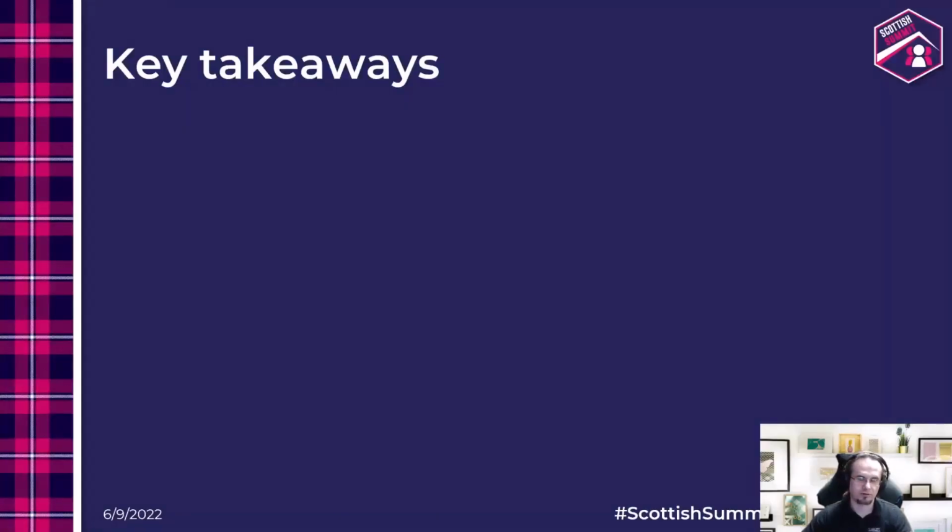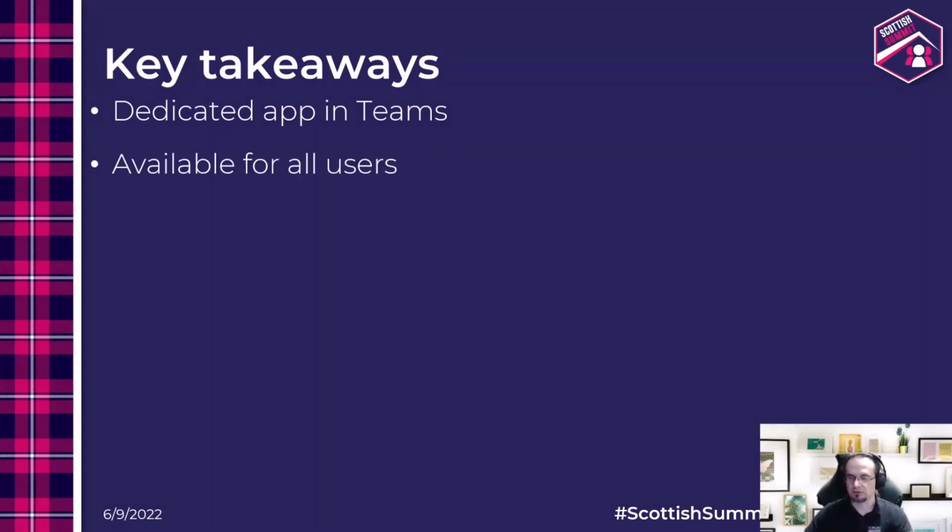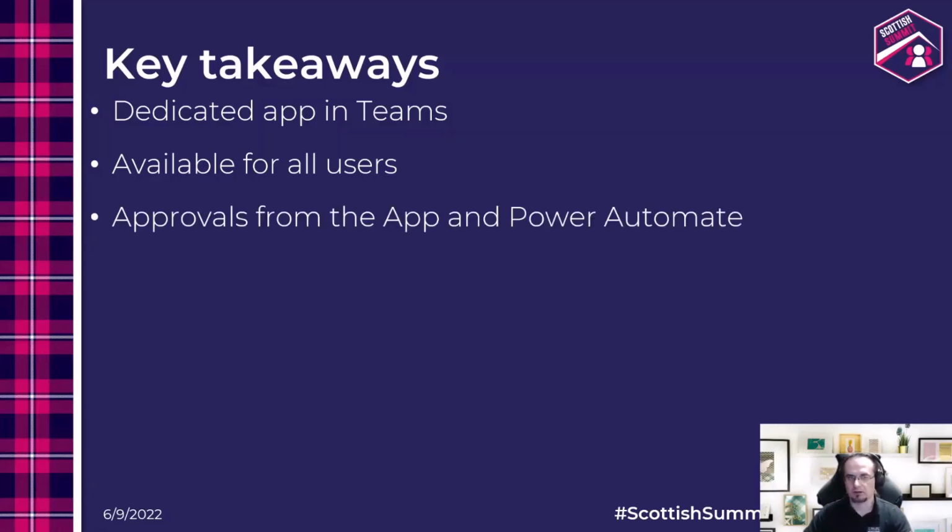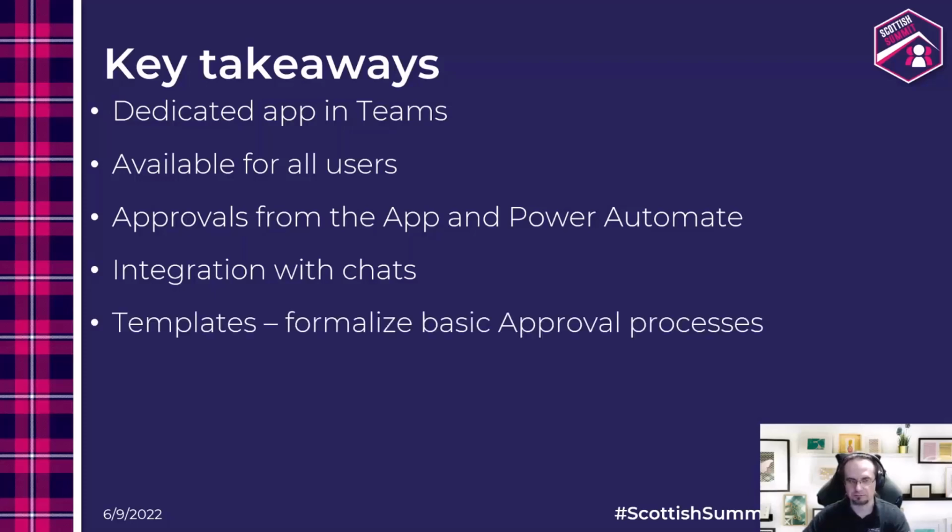Let's go back to the presentation and quickly go through key takeaways from today's session. So approvals in Teams is a dedicated application that you can find in Teams. It should be available for all users. By default, it's available, but administrators can block this. It displays approvals created in the app and created in Power Automate. There's integration with chat, so you can create a new approval directly from chat, and chat will send this message to your colleagues.